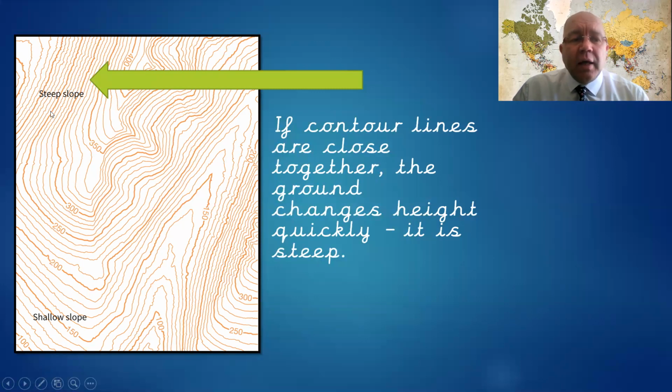So if you're walking and you can see that that's a really steep slope, you might choose to go a different way because that might not be safe. And then we get to 250 and then again, really close together. So it's really steep from 250, 260, 270, 280, 290, up to 300 meters. So that slope there is really steep. All the contours are close together.